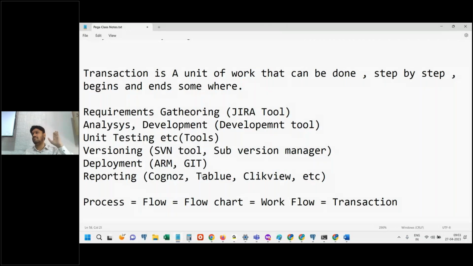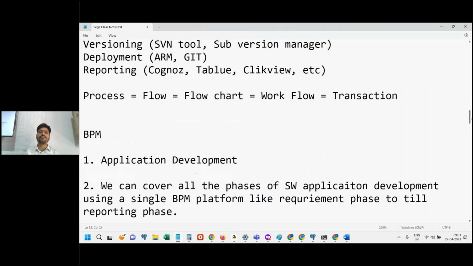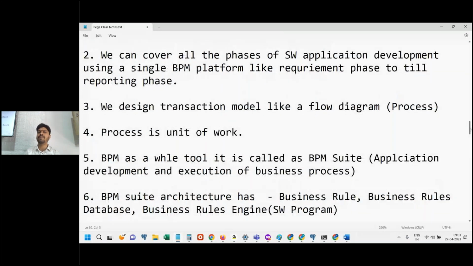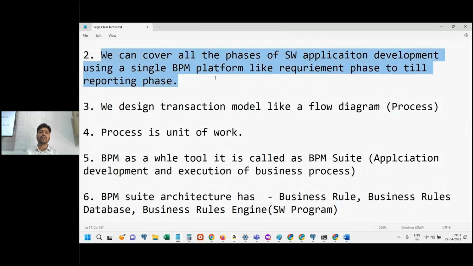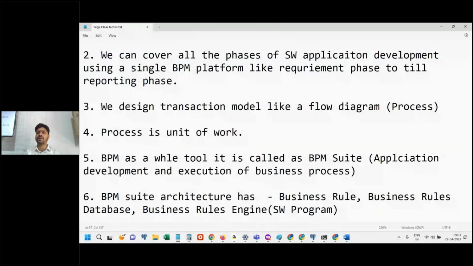Same is applicable for PEGA. The transaction model in BPM can be designed like a flow diagram. We are calling that a process. Process means one transaction, one work that can be done from beginning to ending, either by acceptance or rejection. That's what we have understood. We can cover all the phases of the software development lifecycle by using a BPM tool. We design the transaction model like a flow diagram, we call it a process, and process is the unit of work.